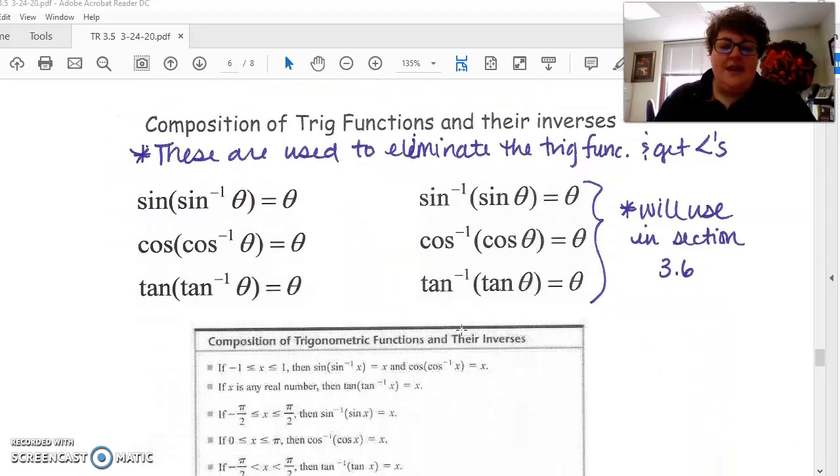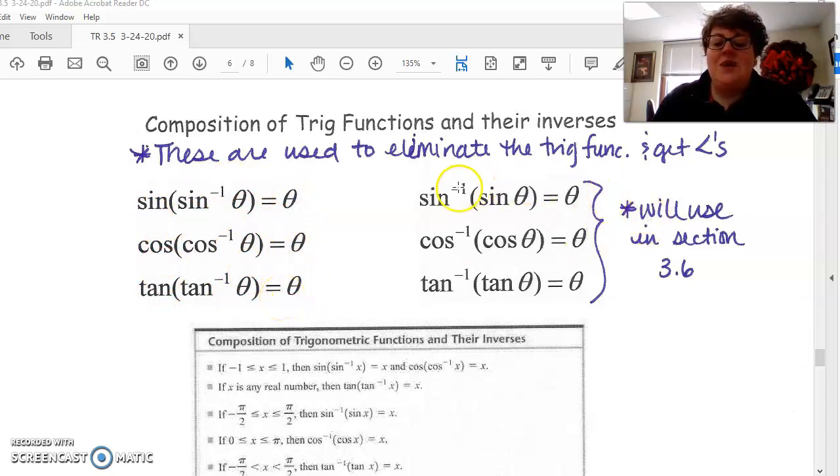Okay, the next information is composite trig functions. In college algebra, we talked about inverse trig functions, or we talked about composite functions. Composite functions were where f was composed of g and g was composed of f, when we put one into the other. Same idea here. On the left-hand side, we have our regular trig functions on the outside with our inverses on the inside. And again, what that does is it gets us out that angle. It eliminates the trig function.